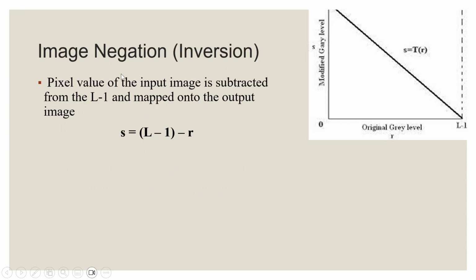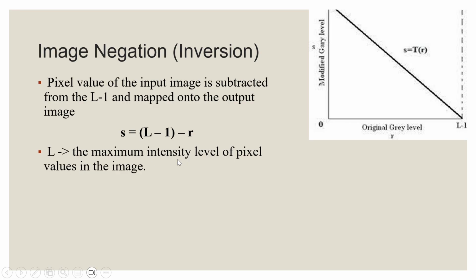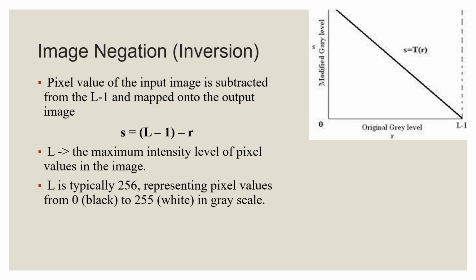So let's discuss image negation, which is called inversion. In this, each pixel of the input image is subtracted from L minus 1 and mapped to the output image. L represents the total number of gray levels present in the image. The conversion formula is s is equal to L minus 1 minus r. Here L represents the maximum intensity level of the pixel values in the image, and typically this L value is 256, which represents the pixel values from 0 to 255 in grayscale.